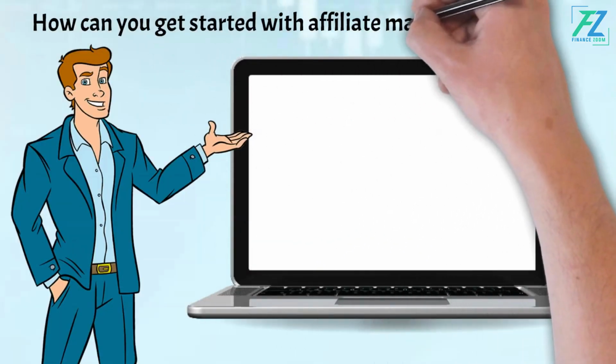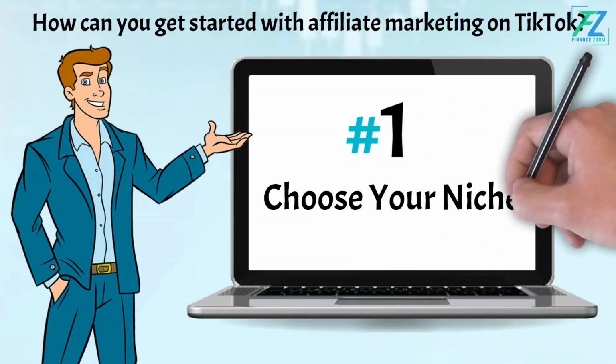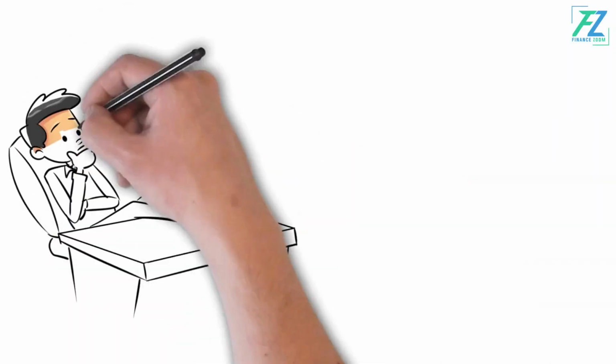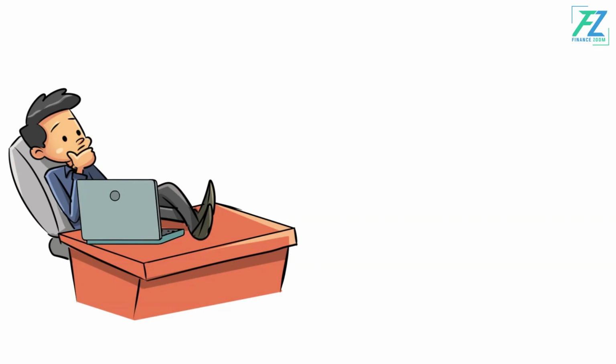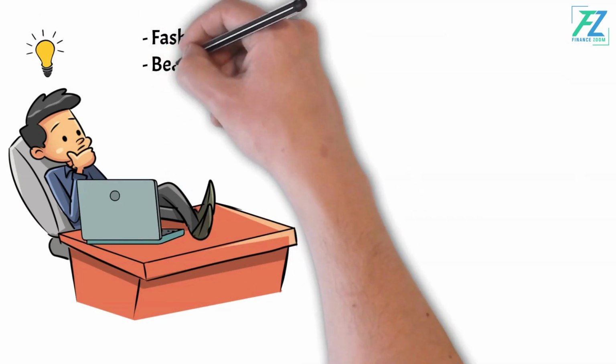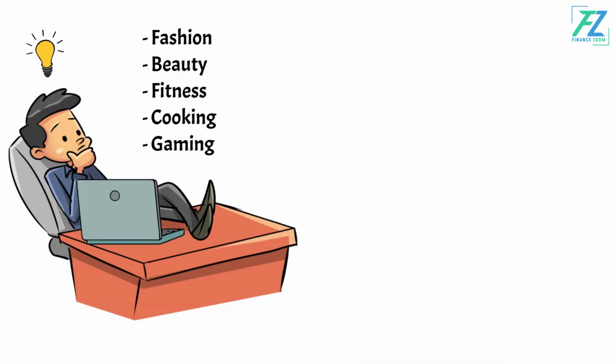So, how can you get started with affiliate marketing on TikTok? Number 1, choose your niche. Choosing your niche is the first step in starting your affiliate marketing journey on TikTok. Your niche should be something that you are passionate about and have knowledge in. It could be anything from fashion, beauty, fitness, cooking, or even gaming.